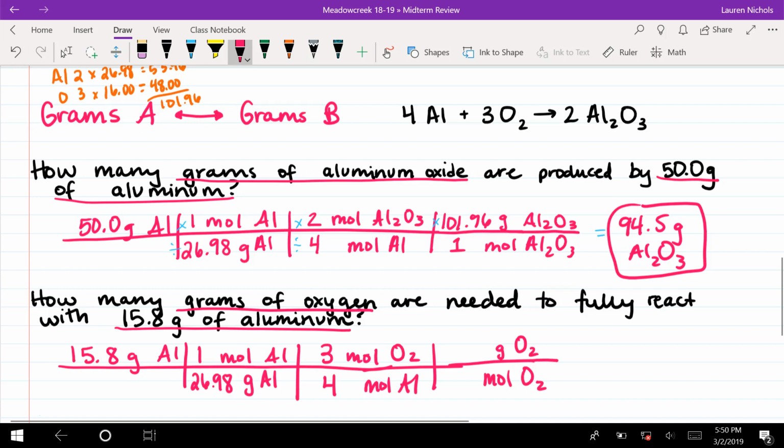Now here's the thing. You're going to want to remember that because oxygen is O2 when it's by itself, that changes the molar mass from being just 16 to being 32. That's a common mistake on the test, so you're going to want to look out for that. And so now we just say 15.8 divided by 26.98 times 3 divided by 4 times 32 gives us 14.05 grams of oxygen.